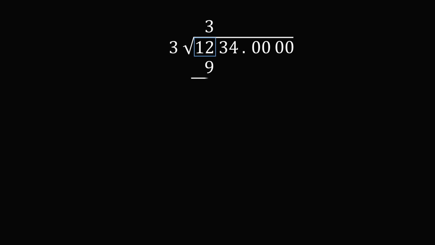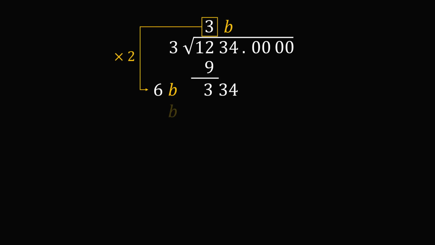We then do 12 minus 9, which is equal to 3. We bring down the next 2 digits of 3 and 4. To get the next divisor, we take the result of 3 and we double it to get 6. If the next digit is b, the number we're looking for is 6b. So we want 6b times b to not exceed 334. Let's do some estimation. If b is equal to 4, 64 times 4 is 256.